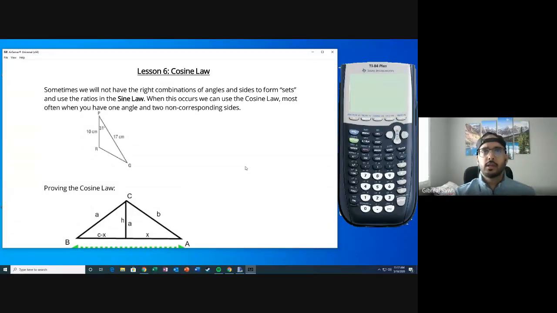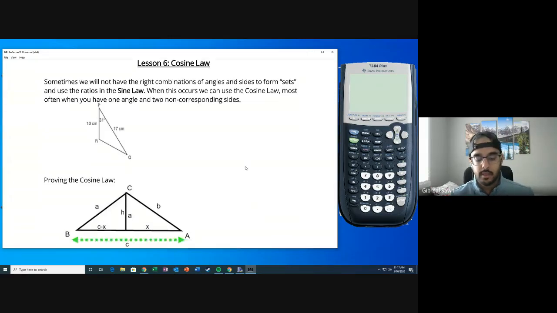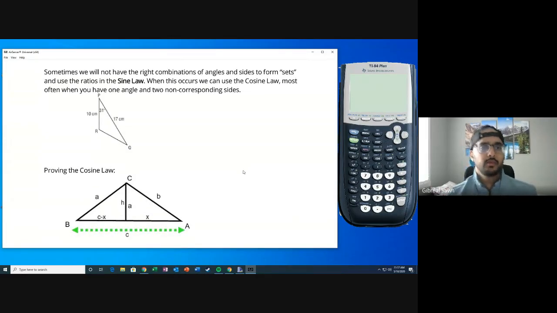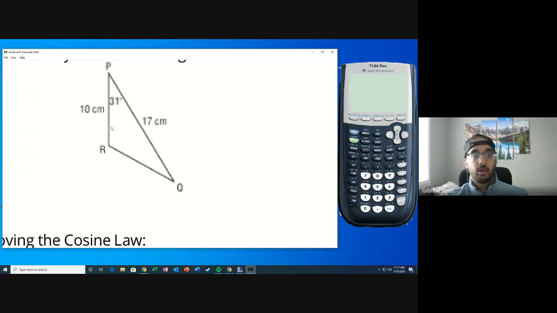Okay, folks, today we're going to look at the cosine law. Last time we looked at something called the sine law, and we could use that to solve for things in those triangles that didn't necessarily have a right angle. Now, the way the sine law worked, if you've forgotten, you need to have corresponding angle and side pairs. So in a triangle, an angle and a side pair would have to be across from one another.